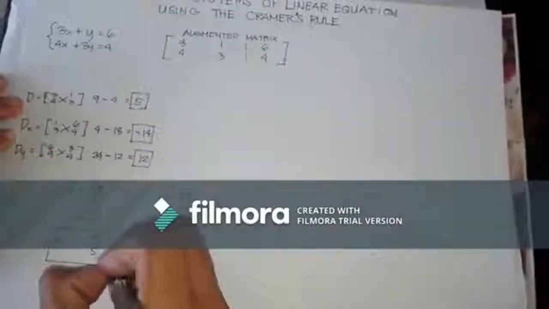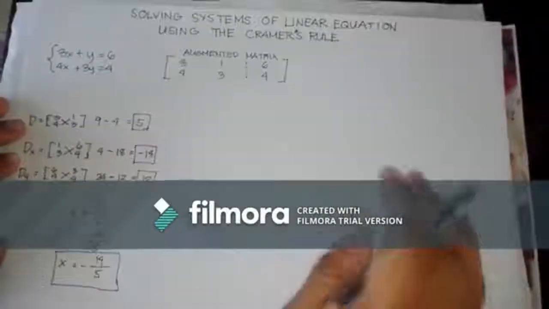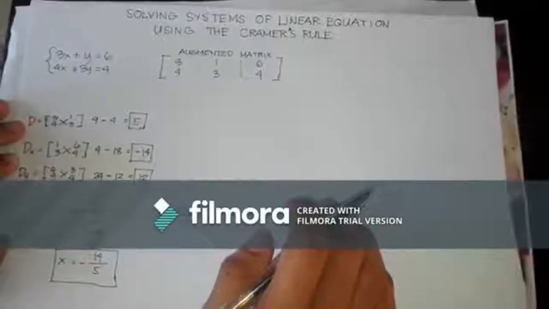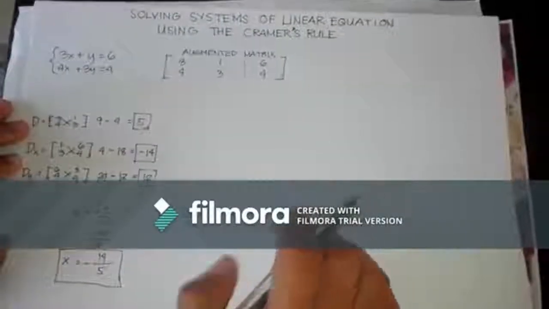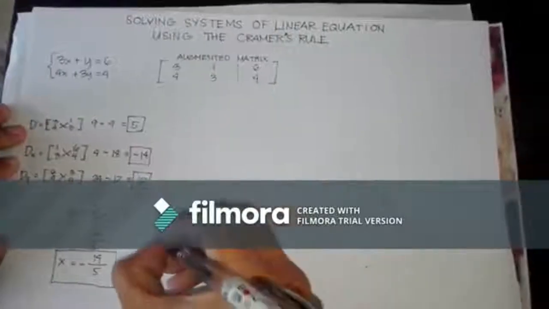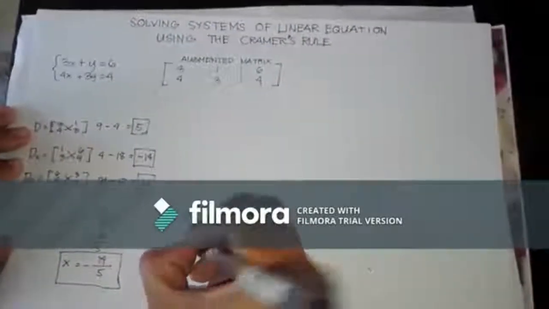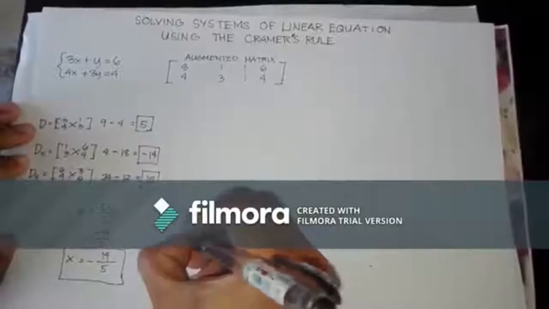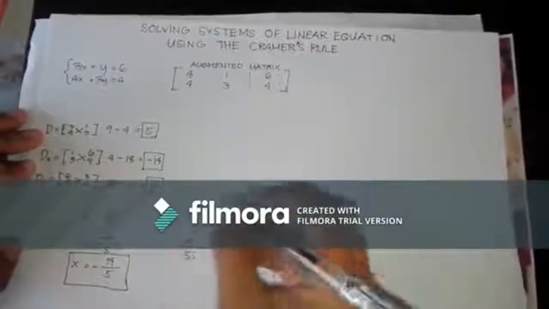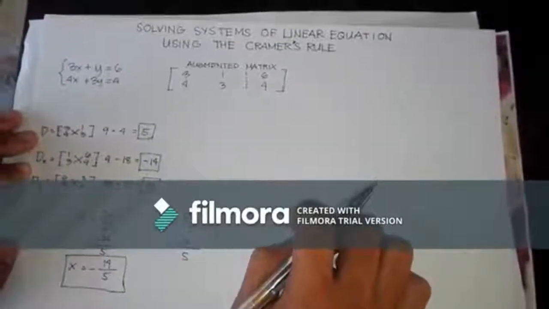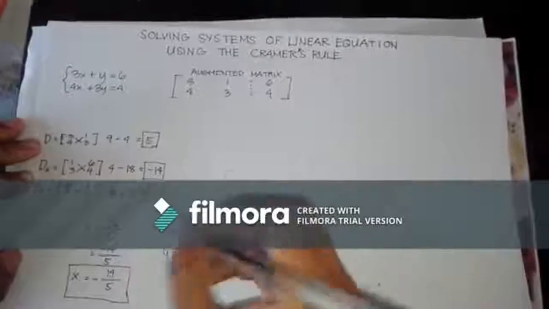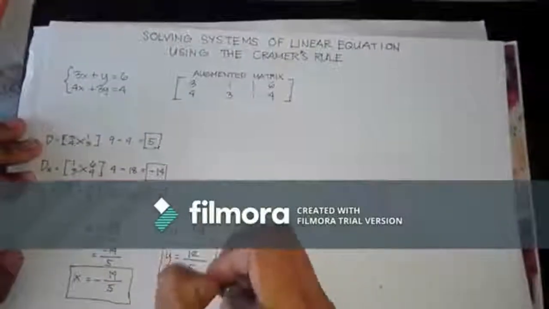Next we're going to find the value of y. The same as finding the value of x, we just need to substitute the value of d sub y and d. The value of d sub y is 12 and the value of d is 5. Since we can no longer simplify this answer, this is just going to be the value of our y.